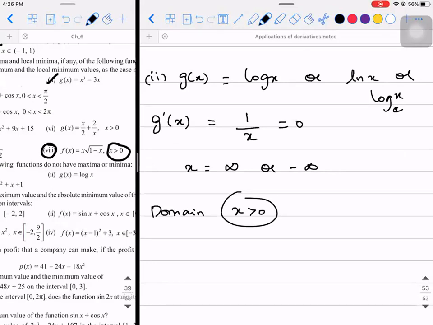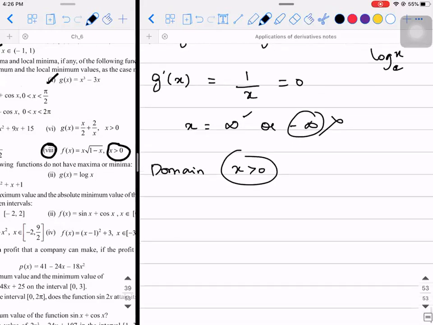Okay. So minus infinity, definitely there is no question. So x is equal to infinity. Infinity is not a part of the domain. So it can never have a point of maximum or minimum. Right. So is this an increasing or decreasing function? Any idea?